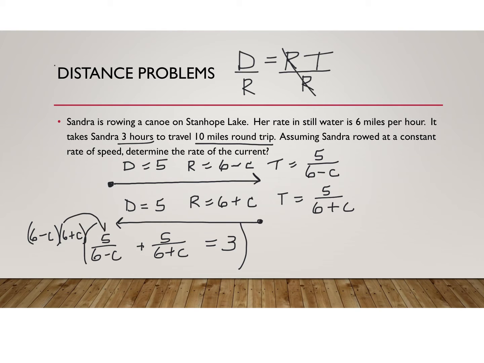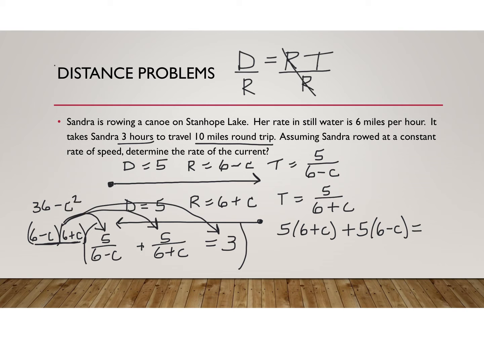Doing that, in this case, my 6 minus c's would cancel. I would end up with 5 times 6 plus c. Distributing here, the 6 plus c's would cancel. I'd be left with 5 times 6 minus c. Then multiplying here, nothing's going to cancel. If I FOIL that, I'm going to get 36, and I'm going to have plus 6c minus 6c. Those would cancel. I'd have 36 minus c squared.